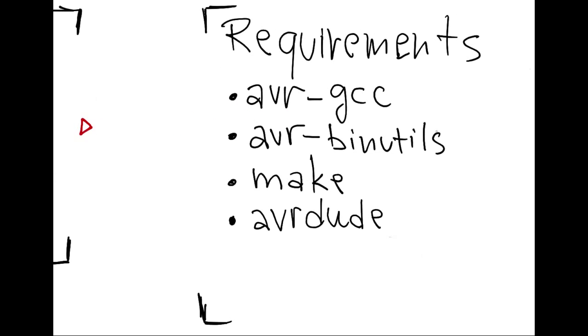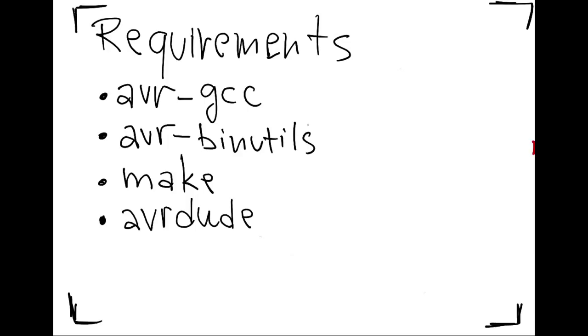So here is a list of things you will need. You need the AVR GCC, the compiler, which you can install from your package manager, and AVR binutils, which is some utilities for working with the executable files the compiler creates. So like this makes the ELF file, and you need utils from this package to create the Intel hex file, which you can then send to the Arduino.